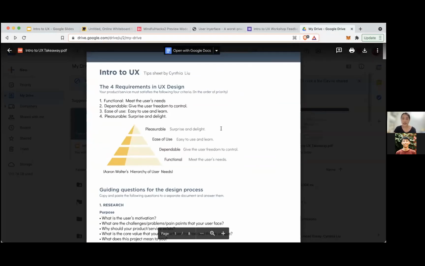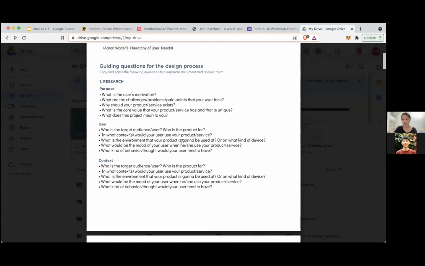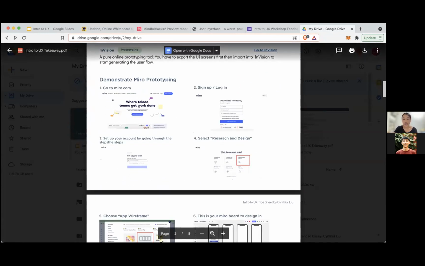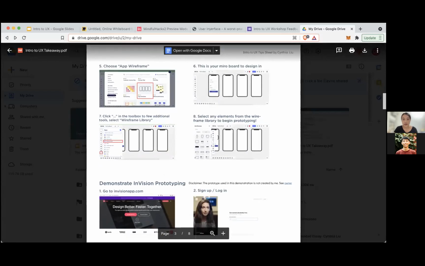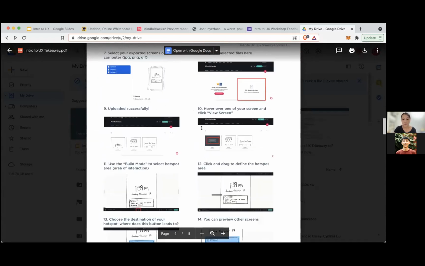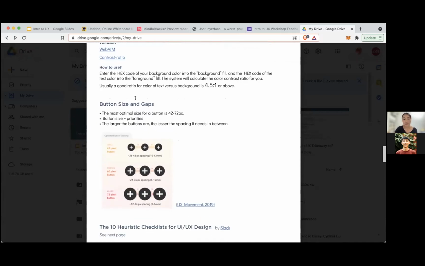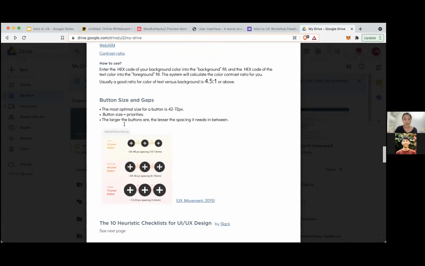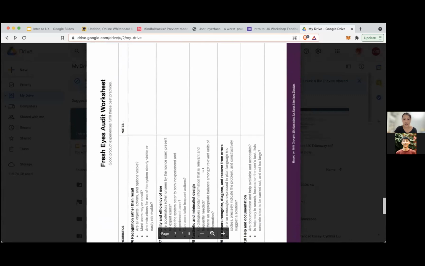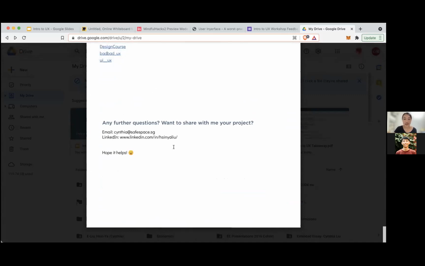And then the tip sheet I provided for you looks like this. First you will see the requirements of UI UX design, and then the research questions, guiding questions, and some prototyping tools that you can use with links to download. And also the exact step-by-step of how to create a prototype with Miro, and also how to create a prototype with Envision. So whatever I just demonstrated is also in this tip sheet as well. And then there are also some extra tools that you can use to help you with your design process. For example, some color contrast testers, or button size and gap requirements, and also the Bible of UI UX. So this is how you can assess your product, if it's good or not, and other resources that you can use. And also if you have any questions, feel free to ping me on my email or my LinkedIn.